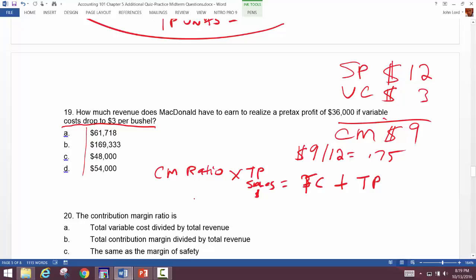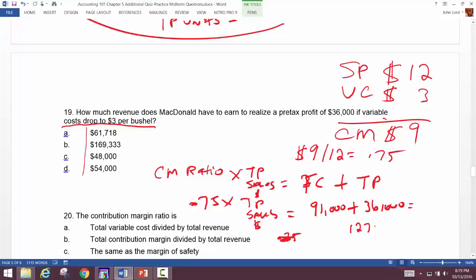But my contribution margin ratio is what? 0.75 times my target profit sales, which I don't know what that is yet, in dollars, got to equal my fixed cost. Was it 91,000 in this problem, so I don't have to scroll back up? Plus what? 36,000? That means, what's the total of this? Okay, good. So you say 127,000? Okay, good. Divided by what? 0.75? Going to equal my target profit sales dollars?